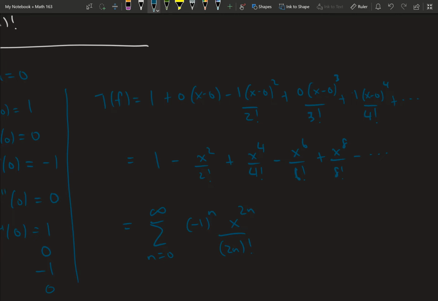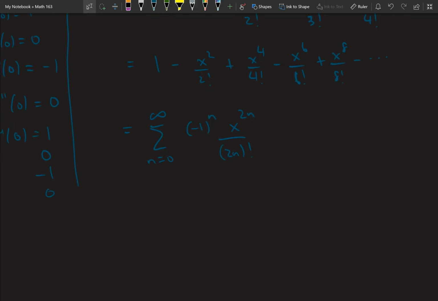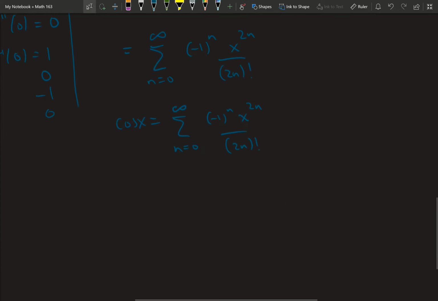And I'm going to leave you to check. So it turns out the cosine of x is actually equal to this series, x to the 2n over 2n factorial. And by a very similar argument, I'll leave this as a little exercise you can show.